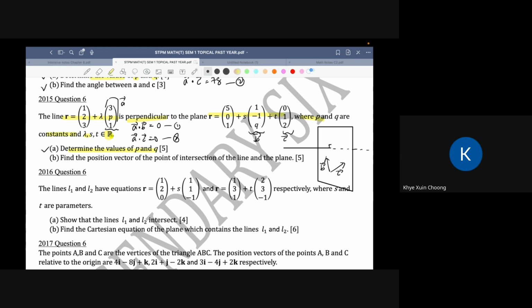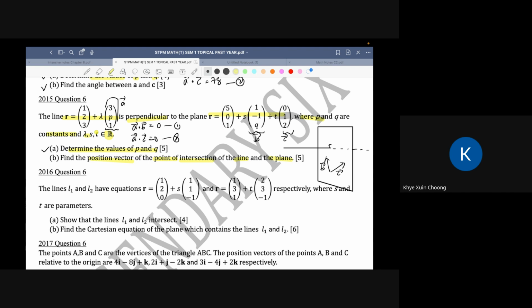Okay, so for B, find the position vector of the point of intersection of the line and the plane. So how to find the intersection between the line and the plane? I have taught you just now, right? You sub the equation of line into the plane.